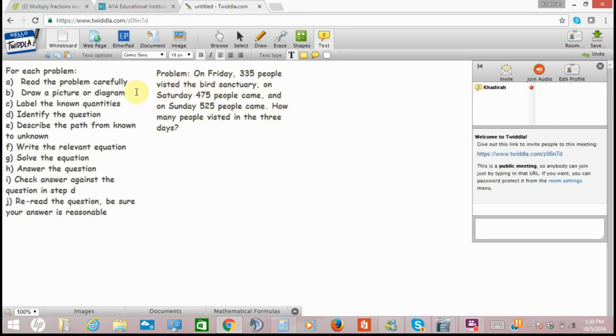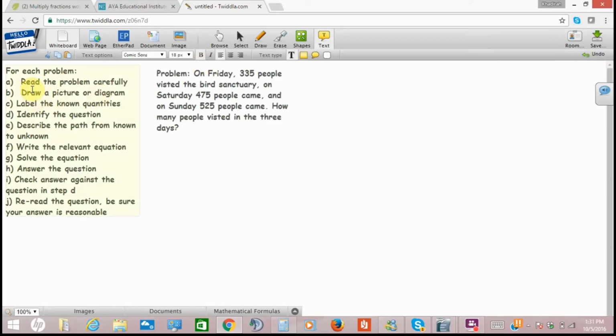So today, our problem is here. The problem says, on Friday, 335 people visited the bird sanctuary. On Saturday, 475 people came. And on Sunday, 525 people came. How many people visited in the 3 days? So we did the first part, or step one, which was read the problem carefully. Now we need to do part B, which is draw a picture or a diagram. So let's go ahead and do that. I want it to be purple.